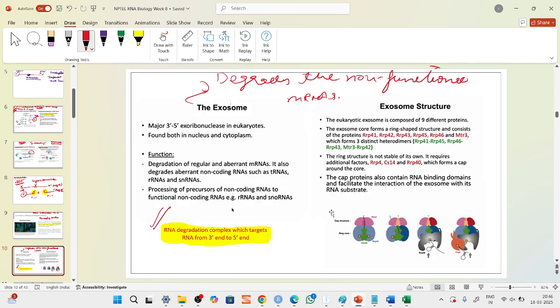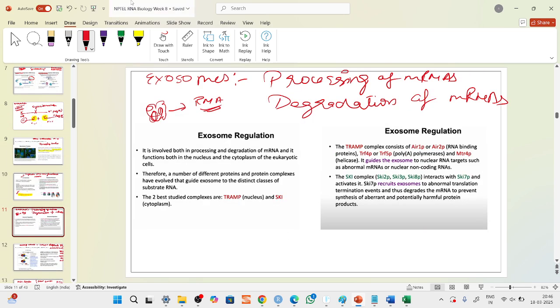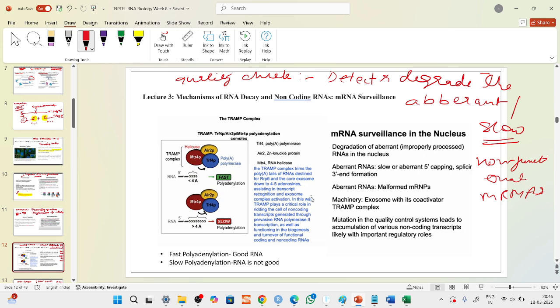Okay. Then next we have studied about the exosomes. What are exosomes? What are the exosome structures? An important point to notice is that these RNA degradation complexes always target from 3' to 5' end. That means exosomes always function from 3' to 5' end. Then how the exosomes regulate various machinery.